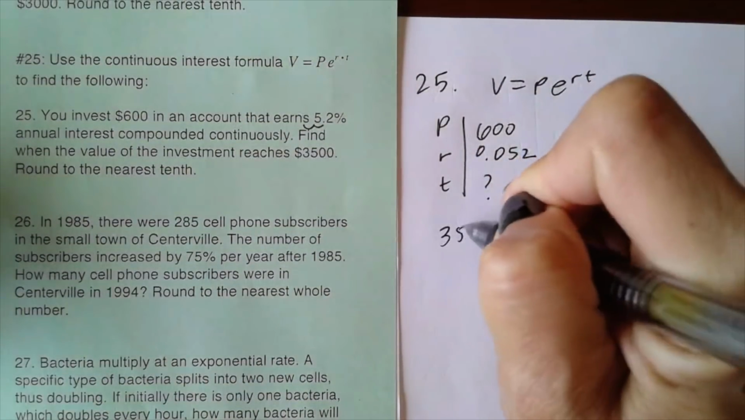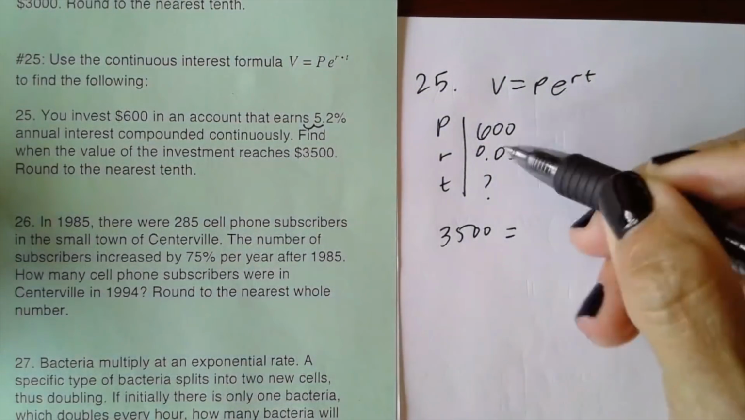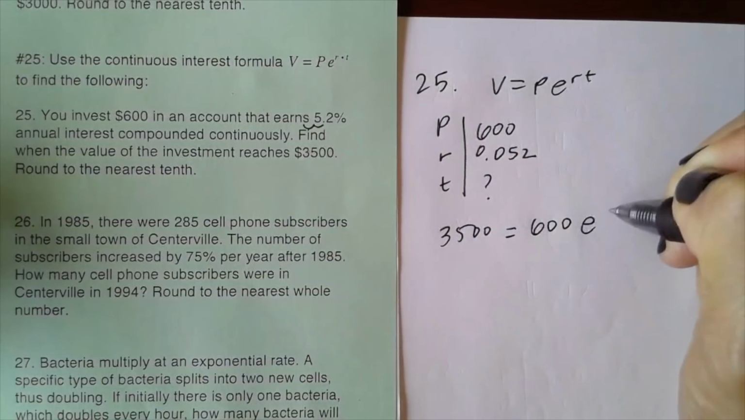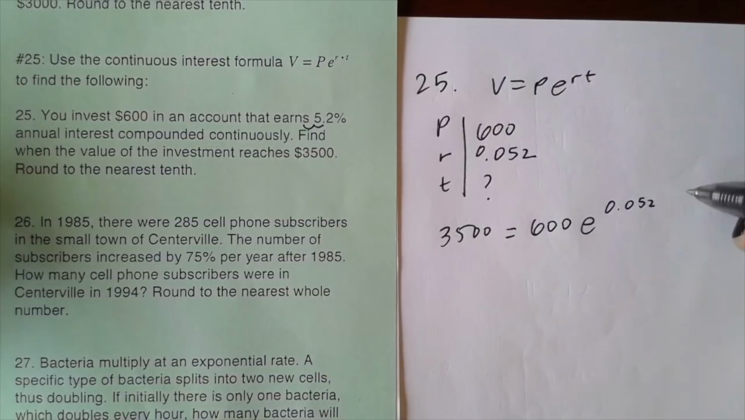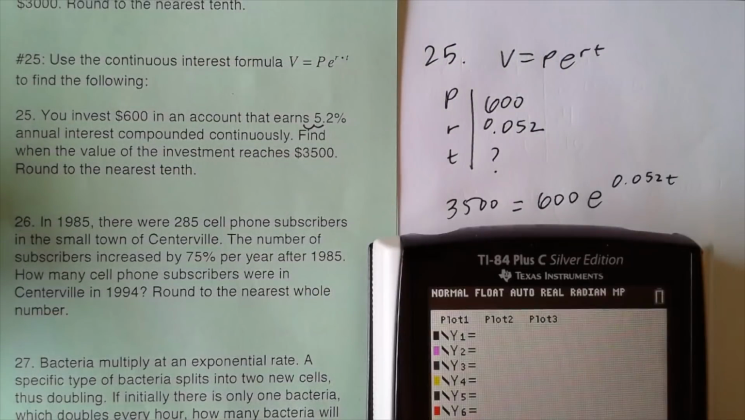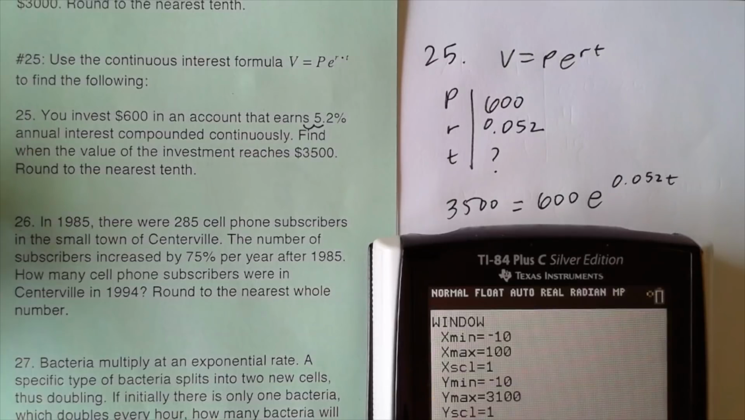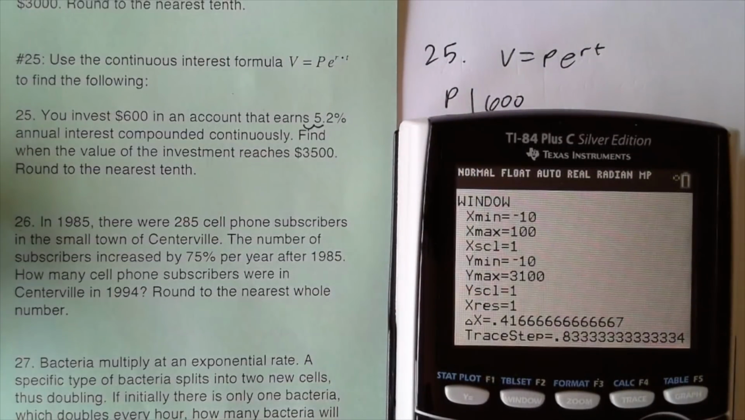And we're going to go 3,500 equals, and we're going to plug these values into the right side of the equation. So 600 E to the RT. We'll put 3,500 as our Y1, and then our right side is 600. There's the E button, 0.052, and then X. So I'm going to take the window, and I'm going to make the Y max, take the Y max to be 3,600, hit graph.